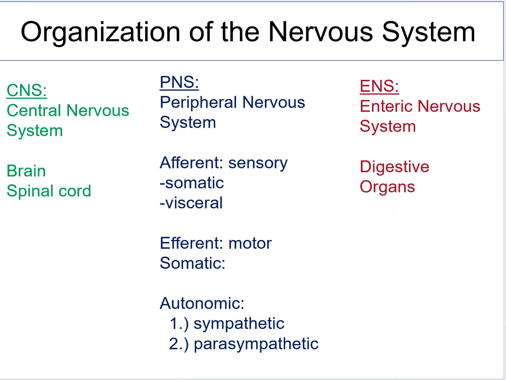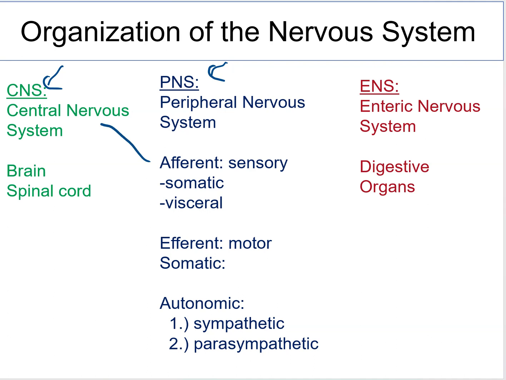If we look at the organization of the nervous system, there are three main divisions. You have your central nervous system, which is your processing center. That's your brain and spinal cord. That's the main control where everything is integrated and processed. Then you have the PNS, which is the peripheral nervous system. This is carrying information to and away from the CNS. That's its job.